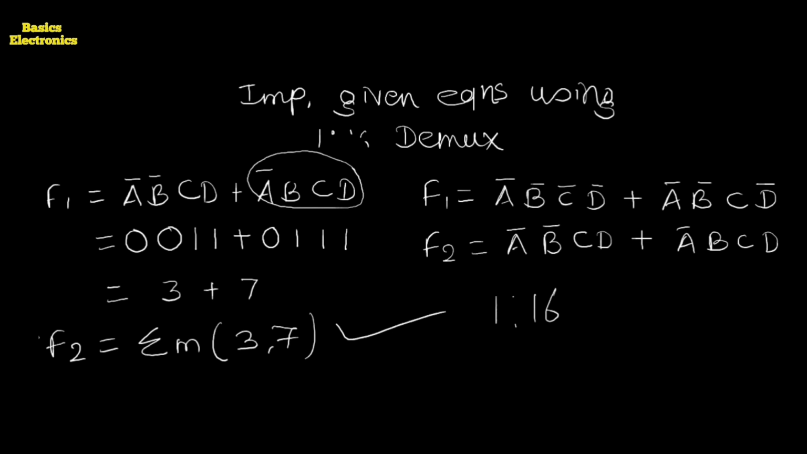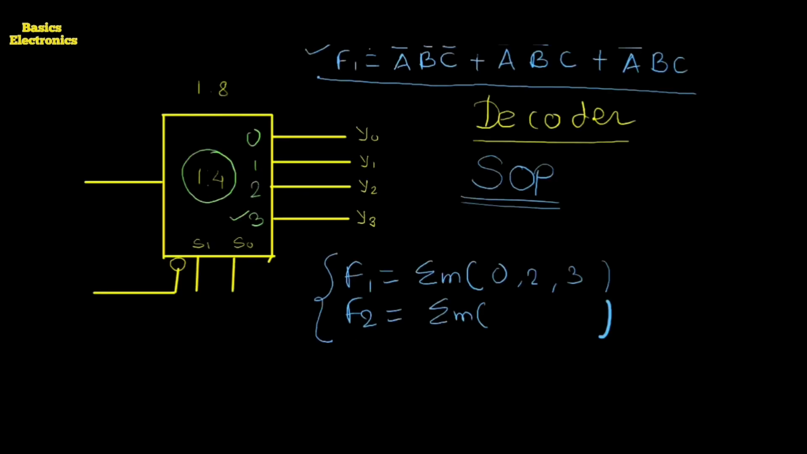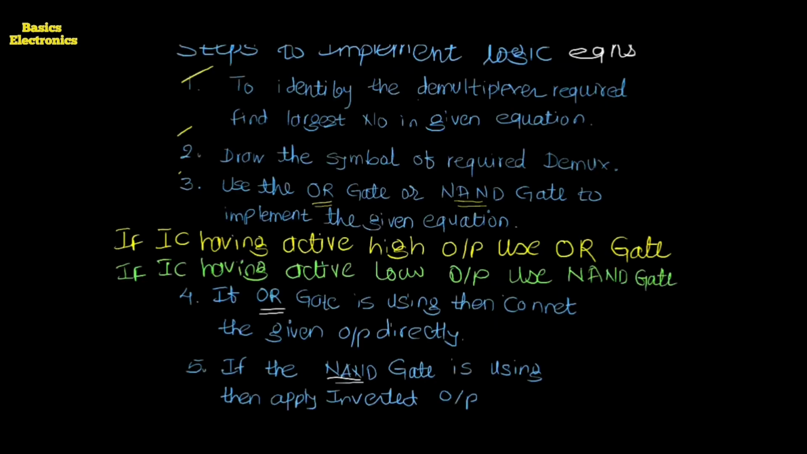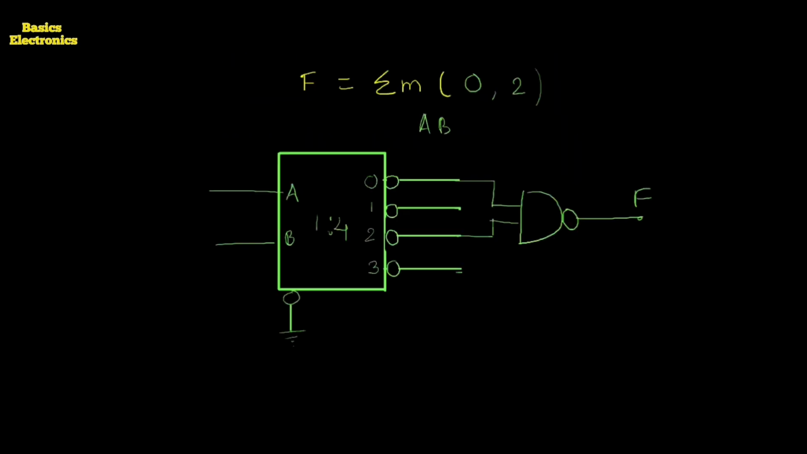Okay, so if we solve this again, we can use the same steps. We draw the symbol of the demultiplexer. Then we write down the steps. What are those steps? We use the OR gate or we use the NAND gate. After that we have to connect the given equations. So for that, in both the types we will see one example.